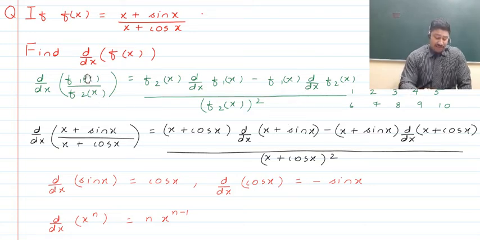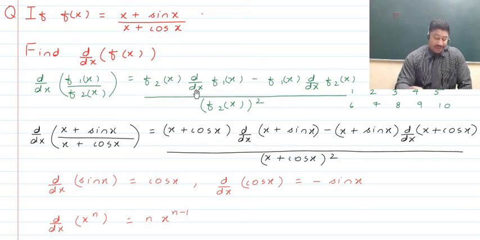So if you have the ratio of one function f1x to another function f2x, then the formula goes like this: the function in the denominator times the derivative of the function in the numerator minus the function in the numerator times the derivative of the function in the denominator, divided by the square of the function in the denominator.